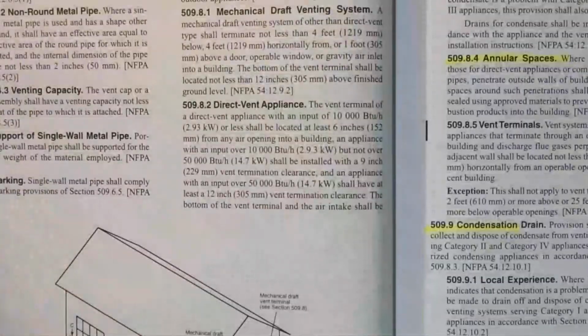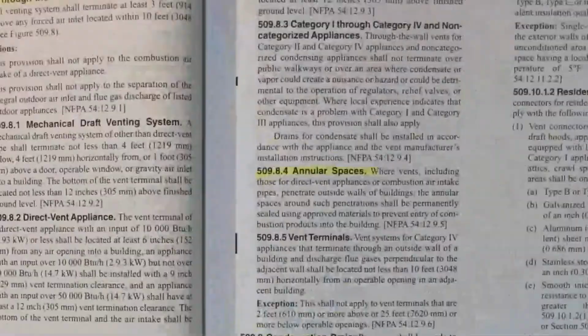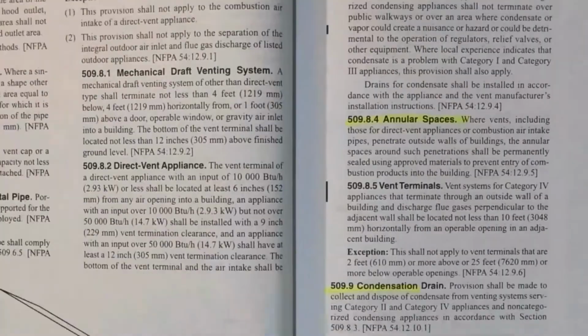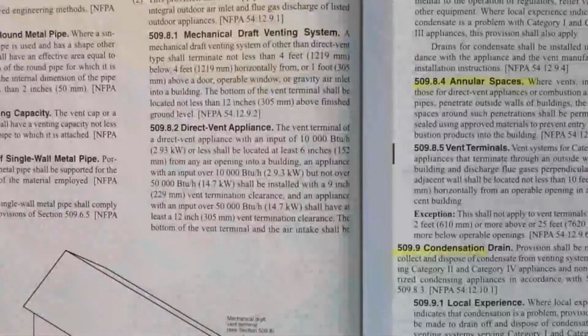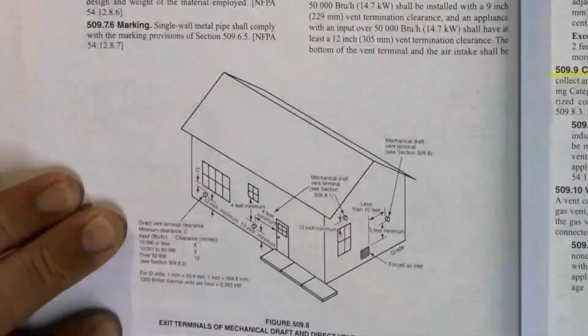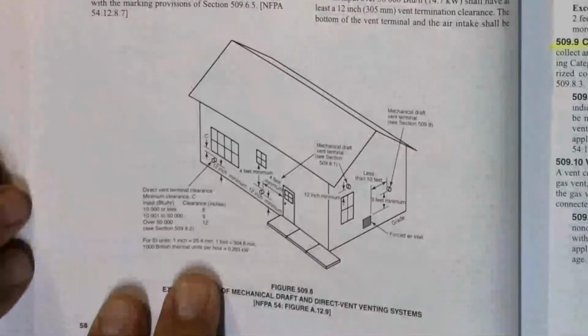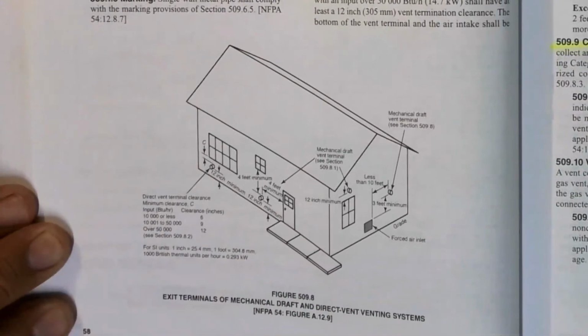The bottom of the vent terminal and the air intake shall be located at least 12 inches above finished ground level. So, all of these numbers, all of this stuff, it points to this. Okay? This is actually really cool. So this is for direct venting.